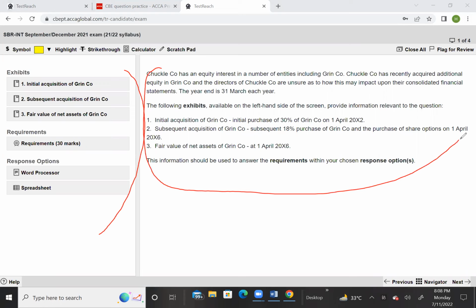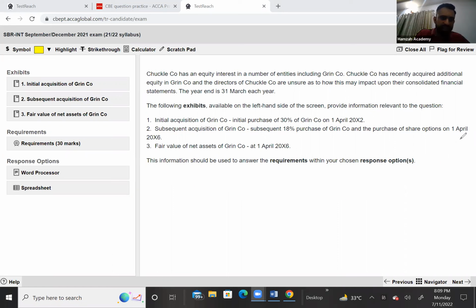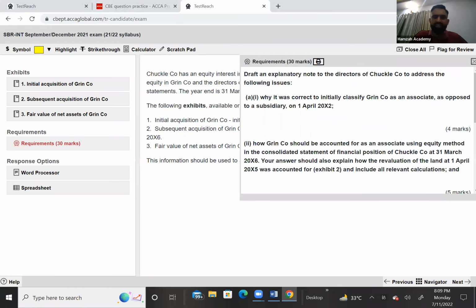Now, what are exhibits? Dear student, exhibits are basically parts of the question. Exhibit number 1 is the first part of question 1. Exhibit number 2 is the second part of the question. Exhibit number 3 is the third part of your question. These are just parts of your question, and every exhibit has a unique requirement.